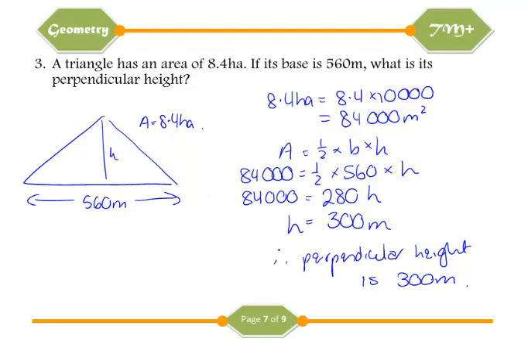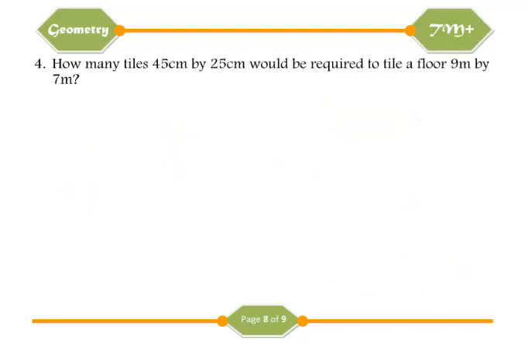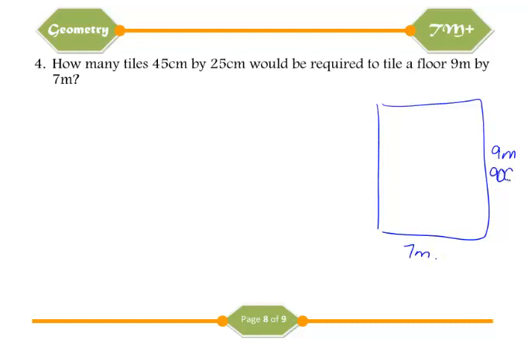Okay. Last example. This one says, how many tiles 45 centimeters by 25 centimeters would be required to tile a floor 9 meters by 7 meters? Again, you've got different units happening, so it helps to convert to the same units. If I've got a floor 9 meters by 7 meters, that means this is 900 centimeters and this is 700 centimeters. Now we're assuming we can cut these tiles up. Okay, if that's the case, then we don't need to worry about how they fit.